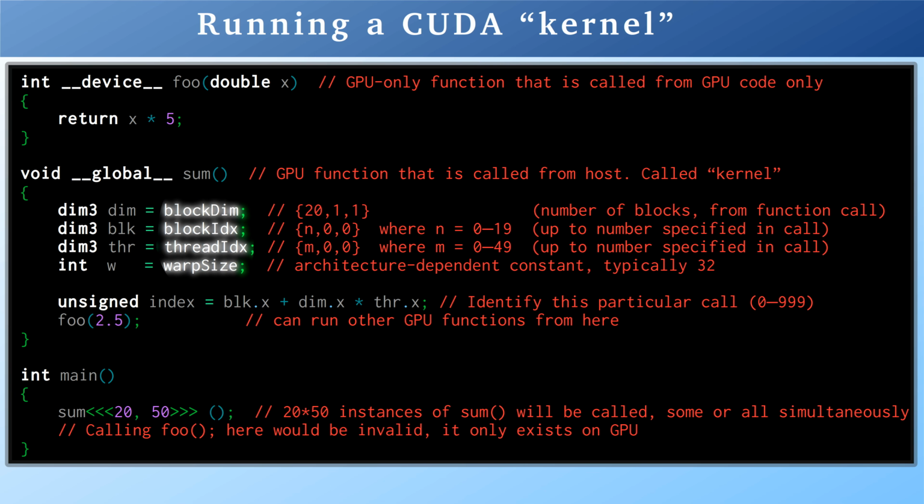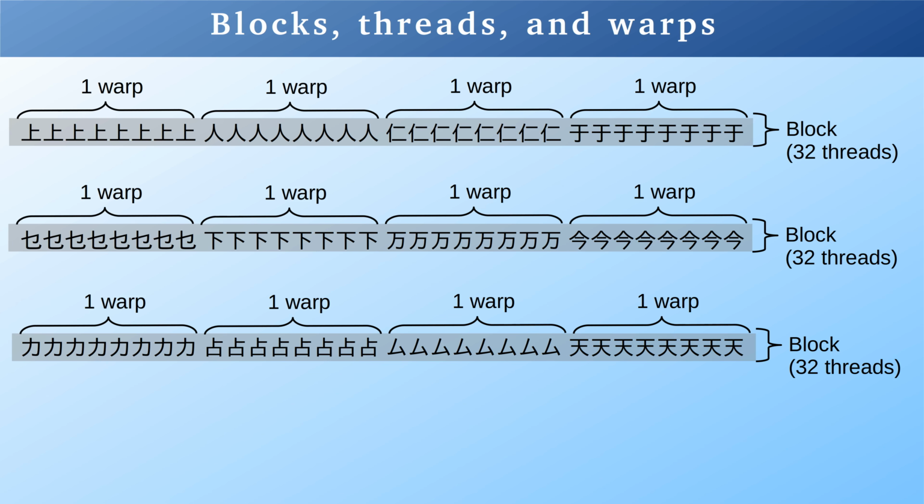blockIdx is the block index that is currently being executed. It runs from 0 to the block dimension. threadIdx is the thread index that is currently being executed. It runs from 0 to the maximum number of threads that was passed in the special bracket parameters. warpSize is an architecture-dependent number of threads per warp. The warp is equivalent to a SIMD unit size.